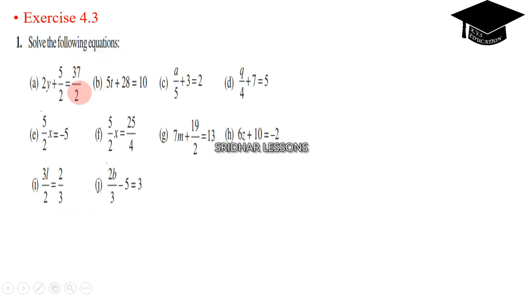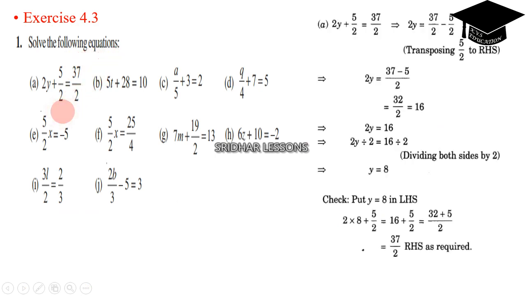Exercise 4.3. Solve the following equations. Question A. 2y plus 5 by 2 is equal to 37 by 2. So we can transpose 5 by 2 to the right hand side. So 2y is equal to 37 by 2 minus 5 by 2. We know the denominators are equal. So 37 minus 5 by 2 is equal to 32 by 2. 2 cancels in 32 16 times. 2y is equal to 16.